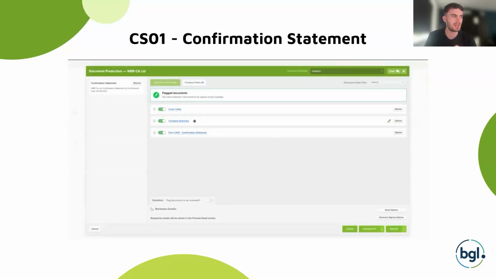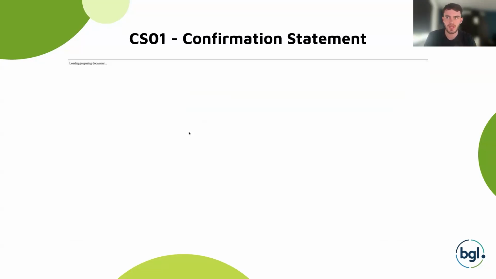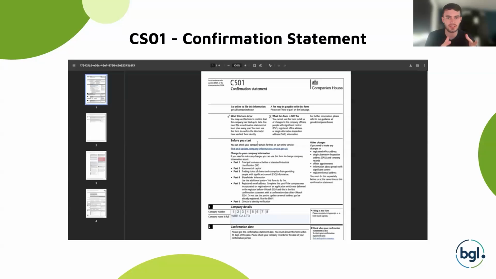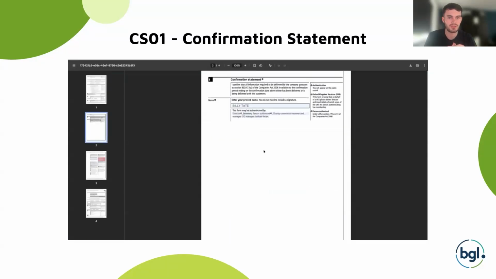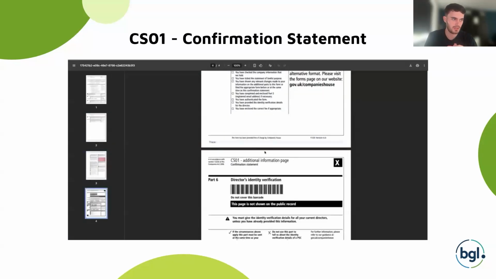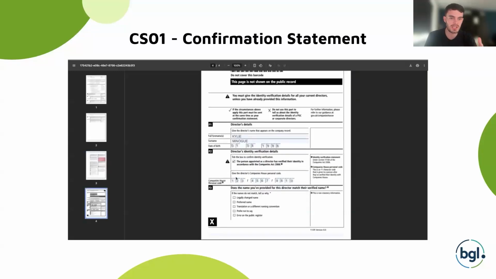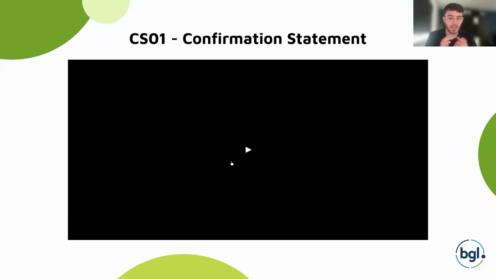What you'll also notice is that the CS01 document itself has been updated to reflect all the November changes in line with the new forms that have been released. For the CS01 specifically, you'll see an extra page in here that contains the Companies House personal code, which is automatically populated by the software. And that is how you would file that code with Companies House for a director.